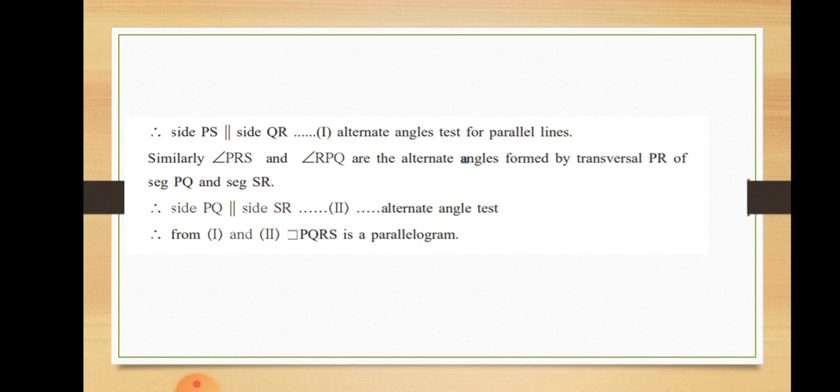Similarly here we can show that angle PRS and angle RPQ are alternate angles formed by the transversal PR of segment PQ and segment SR. Therefore the side PQ is parallel with the side SR. Why? By which test? By the alternate angle test. So from equations number 1 and 2 we can prove that PQRS is a parallelogram.